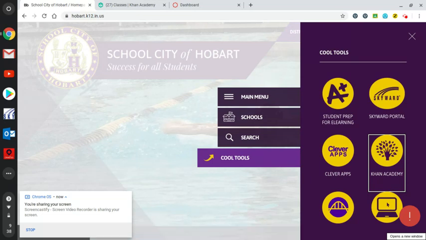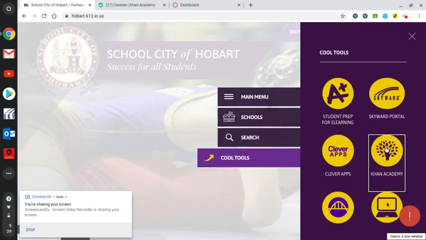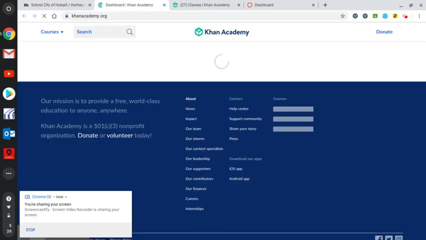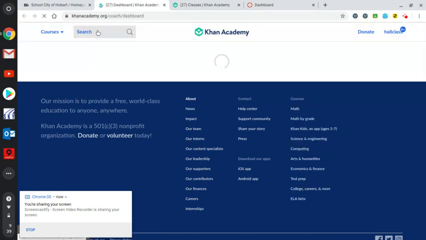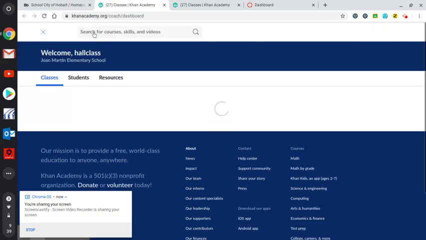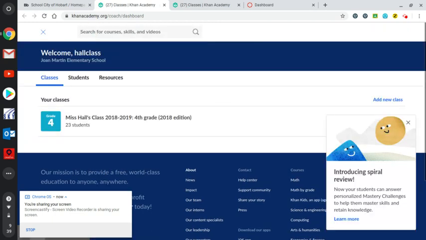It is a cool tool. So go to the School City of Hobart website, go to the cool tools, and here it is, this Khan Academy one. Anything that we're learning in math, this is a really, really good website. I haven't messed around with it too much for English language arts, but I know math is awesome. So your screen's going to look like mine, and I want you to type into the search bar anything that we're working on that you need help on.